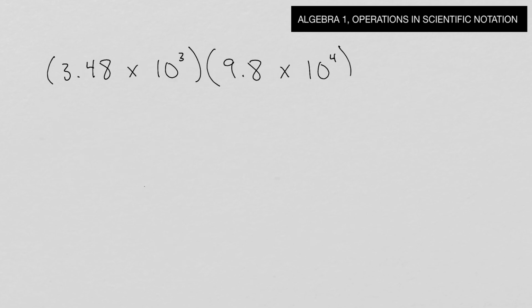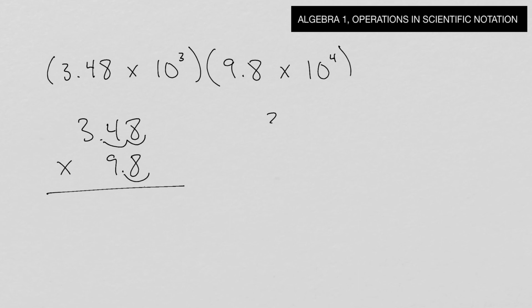All right, last problem. We have 3.48 times 10 to the 3rd power times 9.8 times 10 to the 4th power. First thing we need to do is multiply this portion of it. So we have 3.48 times 9.8. If you don't have a calculator, what you can do is back this out 1, 2, 3. So we have 348 times 98.